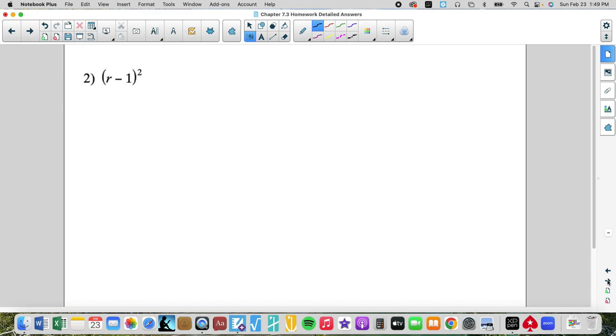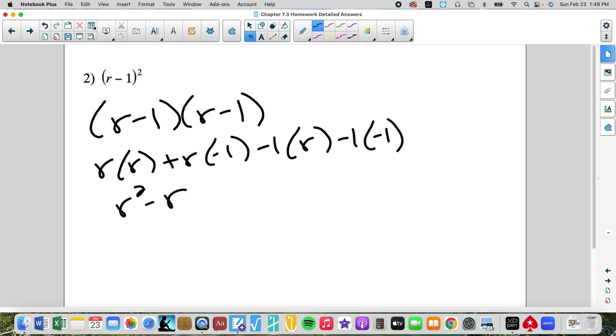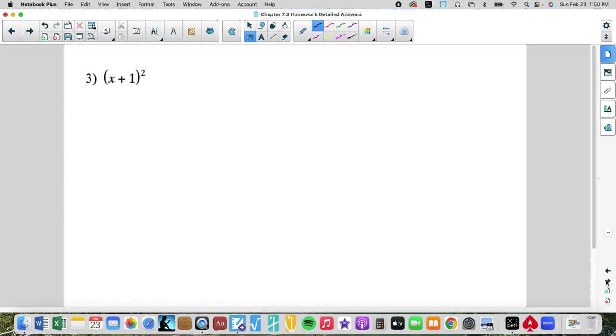r minus 1 quantity squared. So we have r minus 1 times the quantity r minus 1. The base times itself twice. And we get r times r plus r times negative 1 minus 1 times r minus 1 times negative 1. R times r is r squared minus r plus 1, r squared minus 2r plus 1. Okay. Ooh, okay, now it's a positive.